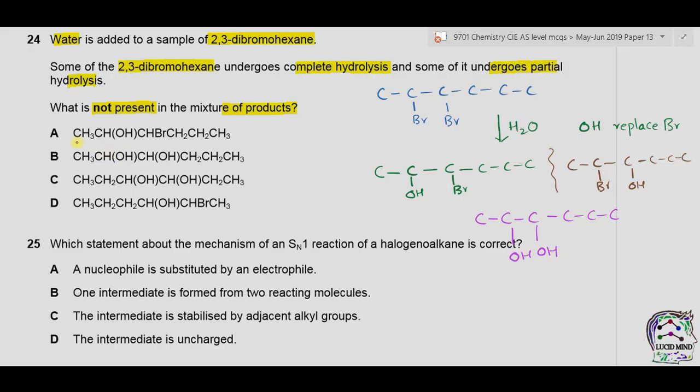Let's look into the options. In A we have OH with second carbon and Br with the third carbon atoms, and there are 6 carbon atoms in total. So this is corresponding to this first structure, so A is present.